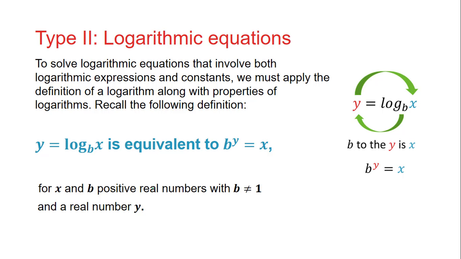Now, type 2 logarithmic equations are those that involve both logarithmic expressions and constants. So our goal in this type of equation is to get the log isolated to one side equal to a number, and then we're going to rewrite that logarithmic equation into an exponential equation, right? So remember that b to the y equals x is equivalent to y equals log to the base b of x.